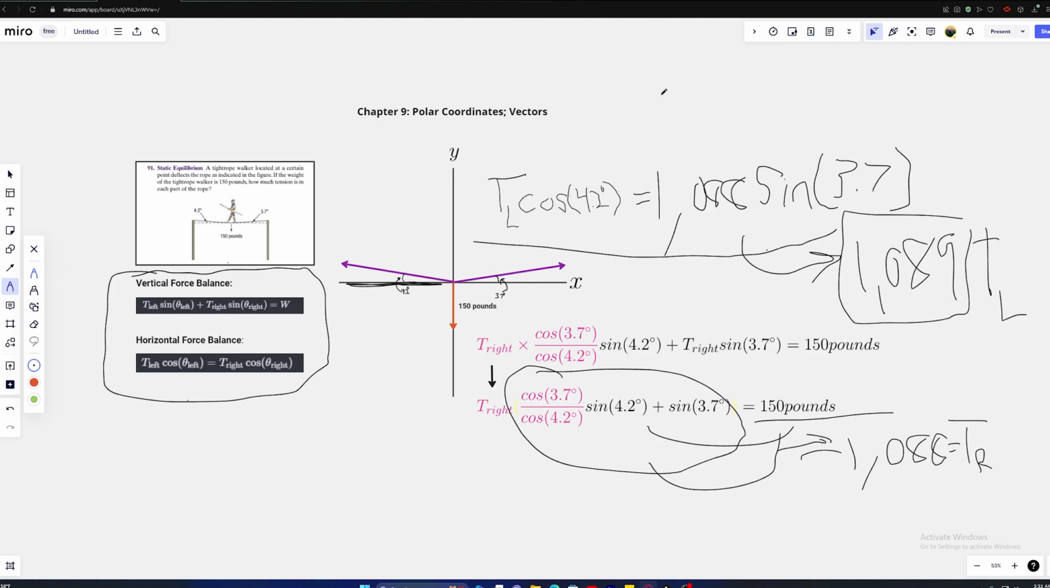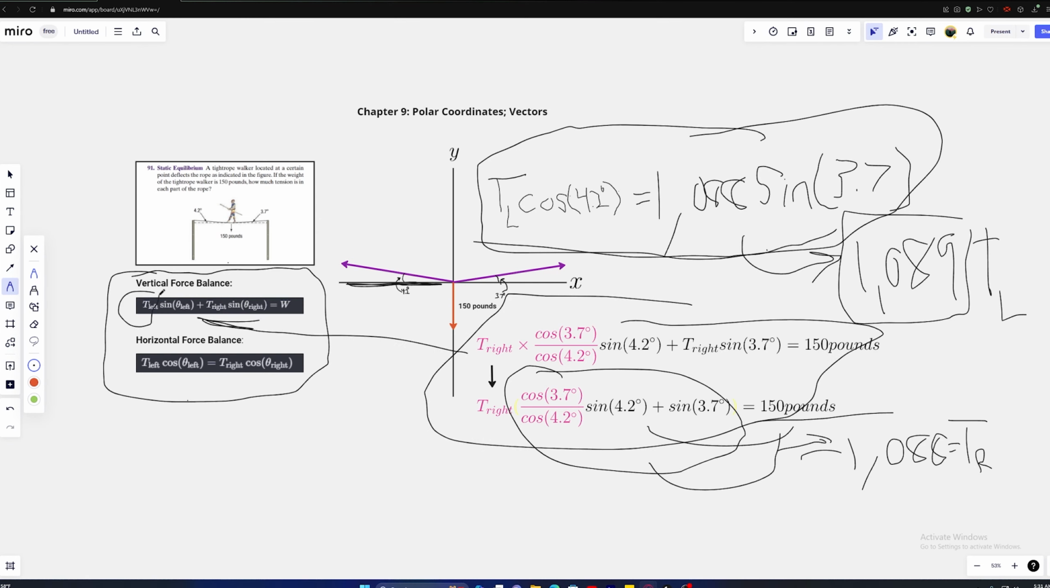Also, I just realized I meant to say up here, this is the horizontal equation, plugging it back into the horizontal. This here is the vertical, like right here. Taking T left and changing that to this in pink.